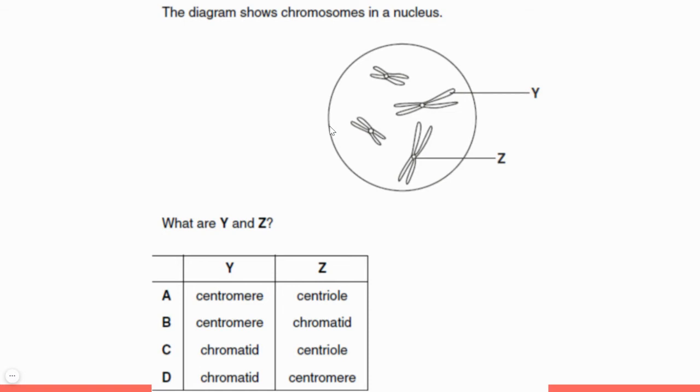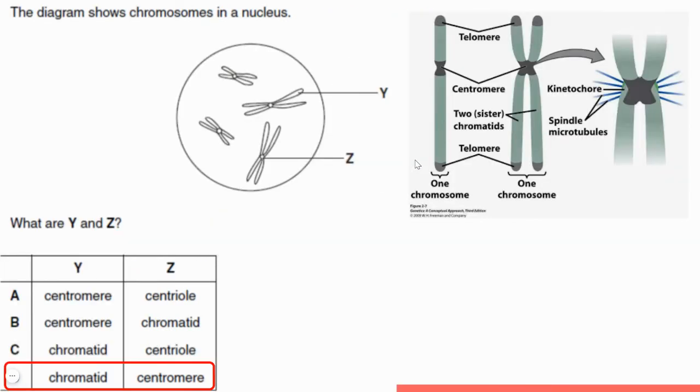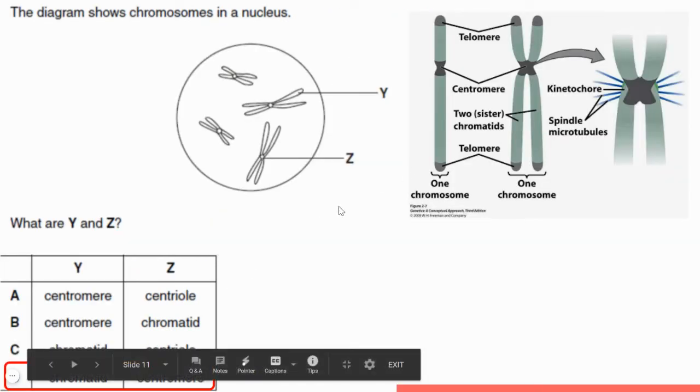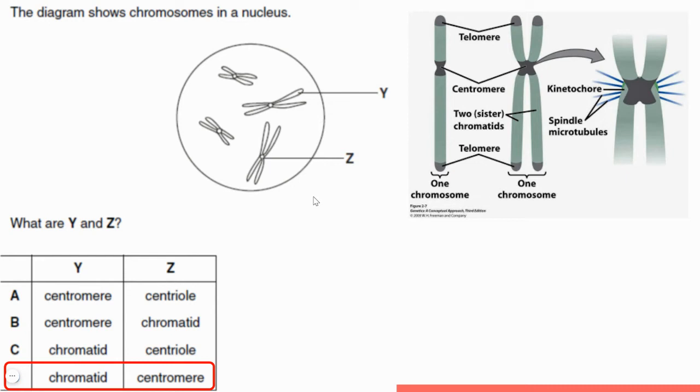Let's look at the next question. Here there's a diagram of a cell whose nuclear envelope is not visible, but you can see the chromosomes in the nuclear region. So it says nucleus, but actually the nuclear envelope is not there. You can only see the chromosomes. So you have to tell what is Y and what is Z. So clearly Y is a chromatid and Z is the centromere. So that means our answer is option D.